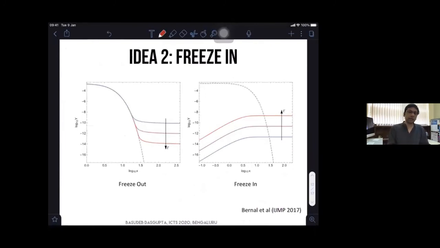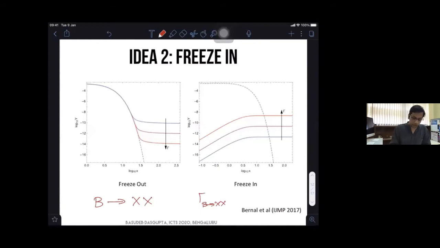A second idea for formation of dark matter is the exact opposite thing. It's something called freeze in instead of freeze out. Here, initially there is no dark matter. Dark matter is created out of, let's say, the decay of some particle, let's say some B goes to XX, and it has some rate gamma.